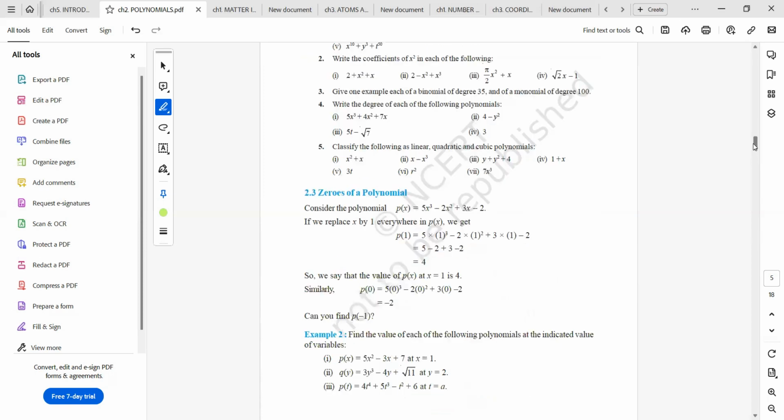Then zeros of a polynomial. Zero simply means that if you put that value, then it will become 0. So that we call the zero of a polynomial.